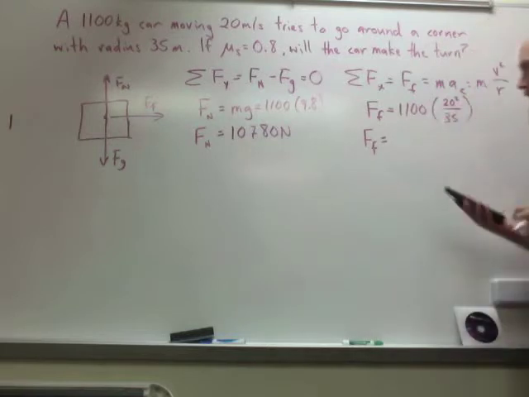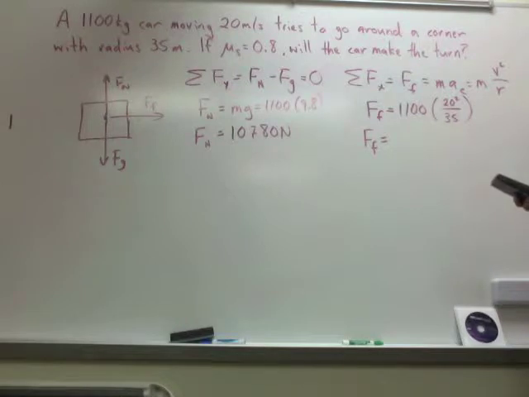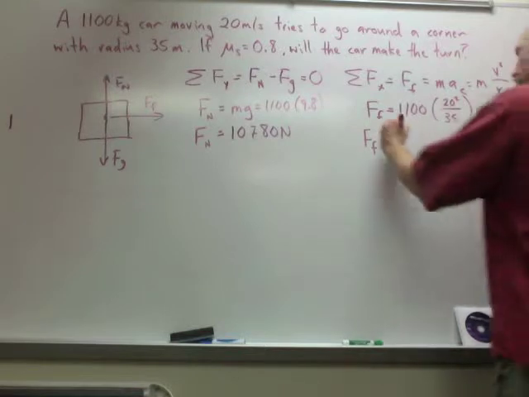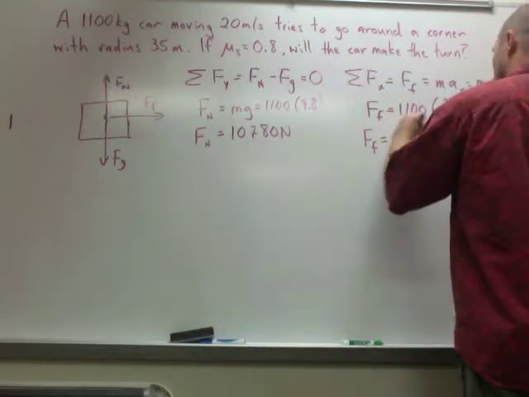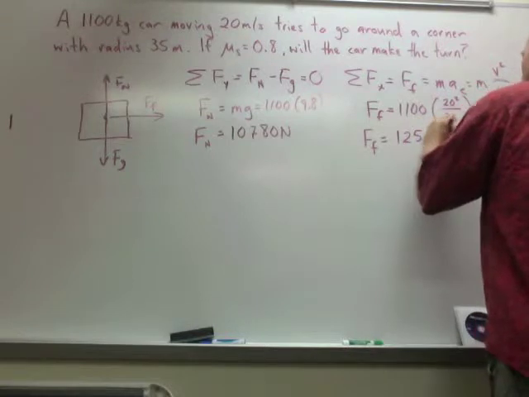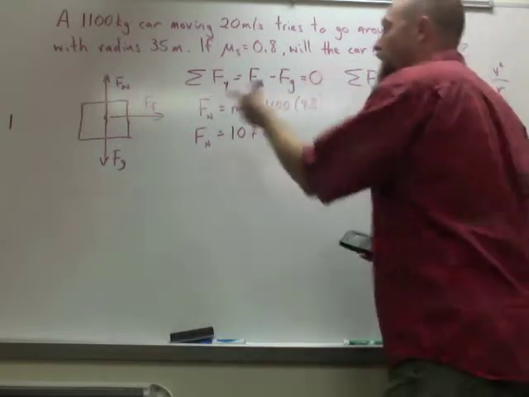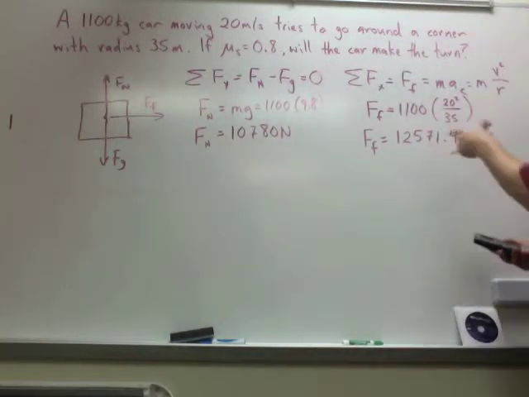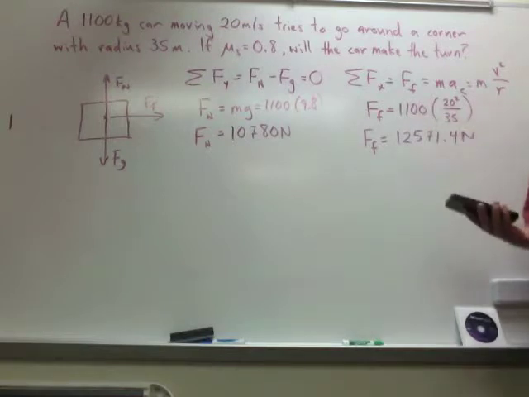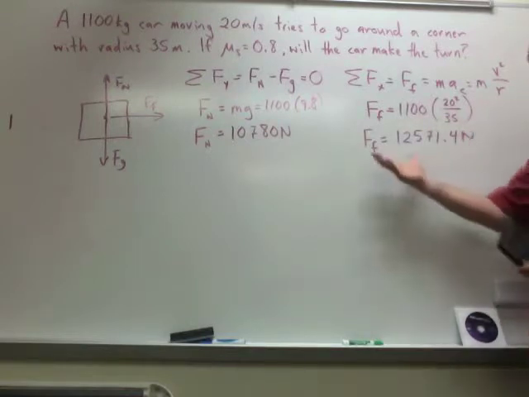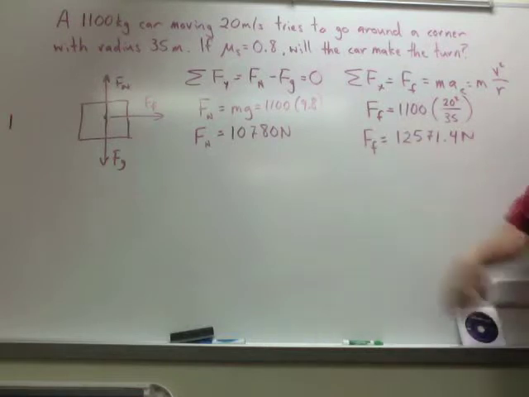Okay, 1100 times 20 squared divided by 35, I get this big number, 12,500 or so newtons. That's how much I need in order to make it around the circle. So my next thing to do is see, do I actually have this many newtons available in order to make it around the circle?